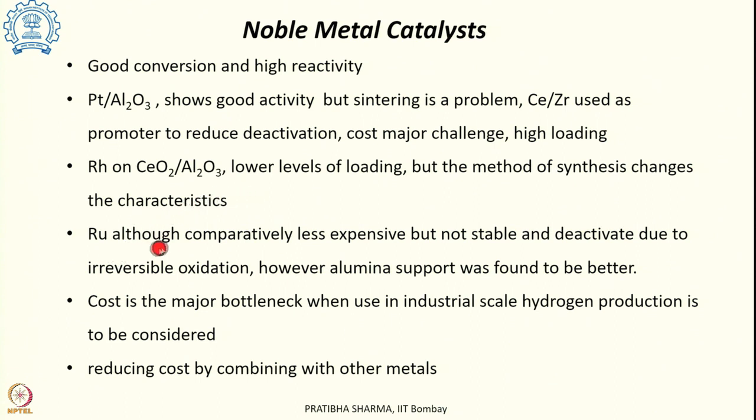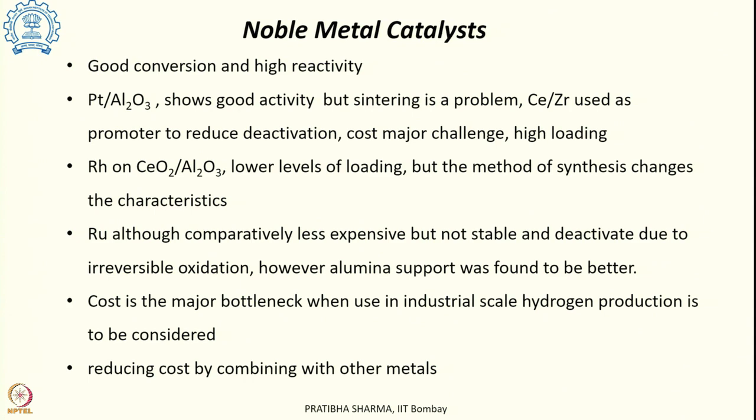Ruthenium is comparatively less expensive among the noble metal catalysts, but it is not stable and it gets deactivated. The reason is that it is found in different oxidation states, and the transition between the different oxidation states is sometimes irreversible. As such, the activity is not recovered in the process. But this was found to improve when alumina support was used for the ruthenium catalyst.